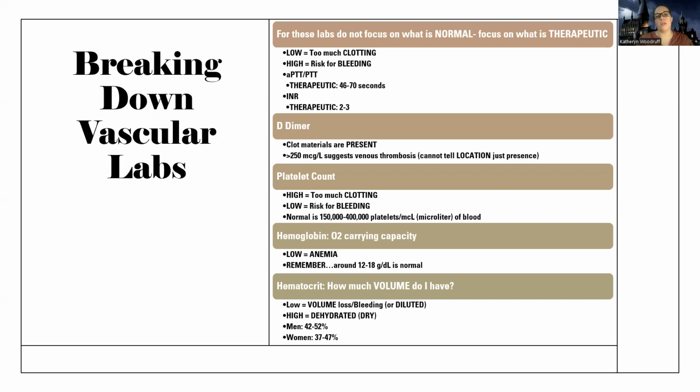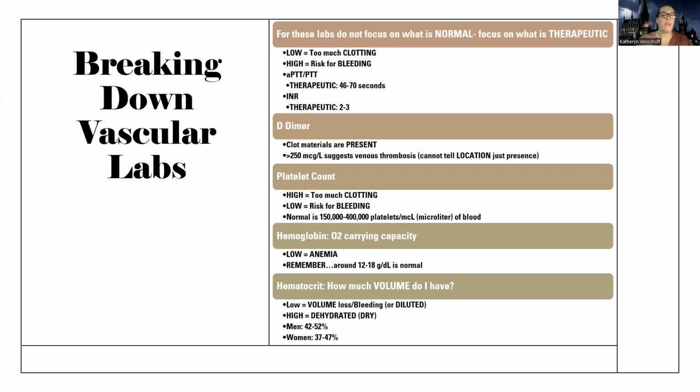What you want to consider here is that this 46 to 70 kind of tells me where they're at when it comes to being more likely to clot or more likely to bleed. And really, I just want it somewhere in that therapeutic range. I don't want it less than 46. I don't want it above 70. Now, this is only when they're on certain medications, and we're going to get into it.